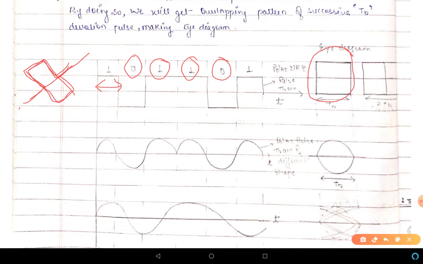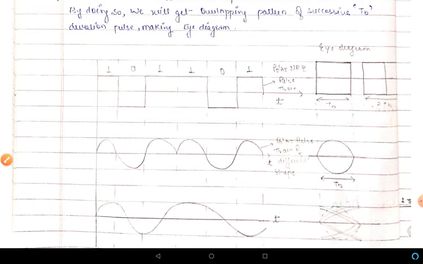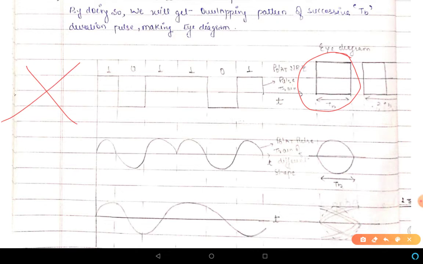So this duration is TB, and if we choose the time base at 1 by TB, then we will get this diagram, and if we choose the time base 2 TB, then the eye diagram that we will get is something like this. It is like this window. So this total is your 2 TB, and if we choose this time base as TB, then we'll get this eye diagram. So this is for an ideal channel case.